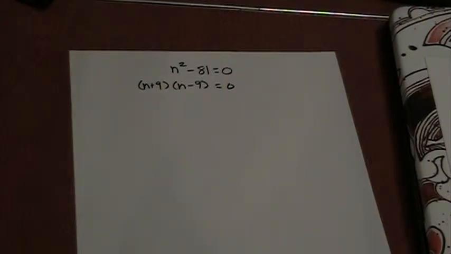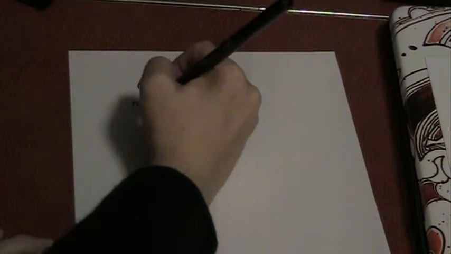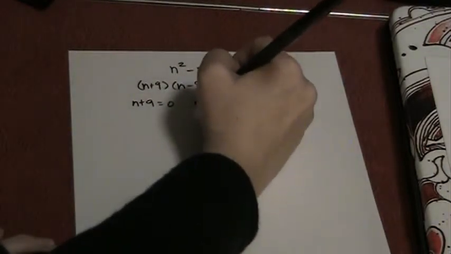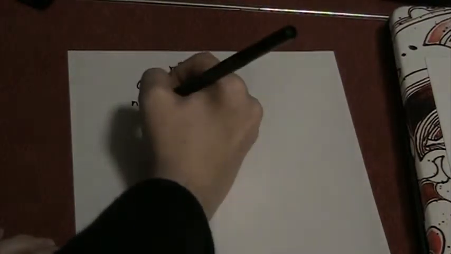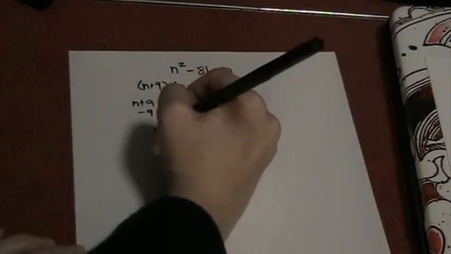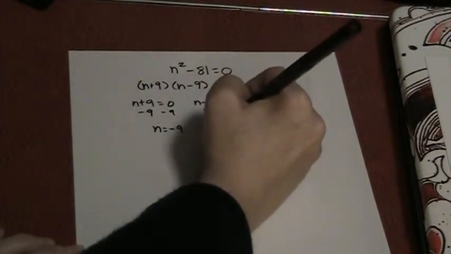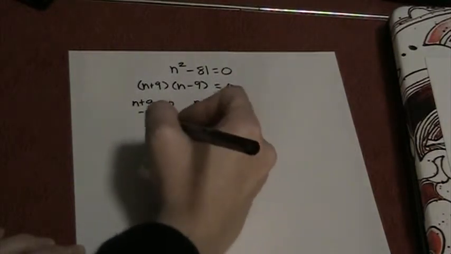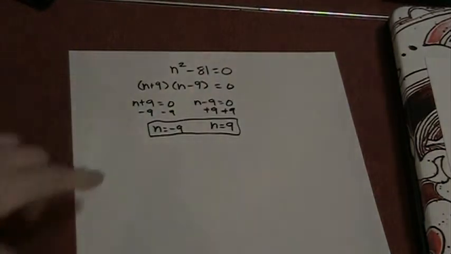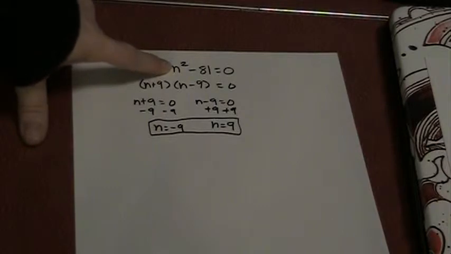And so now I complete my solution by taking each factor, setting it equal to 0, and solving. So n equals negative 9, and n equals 9.